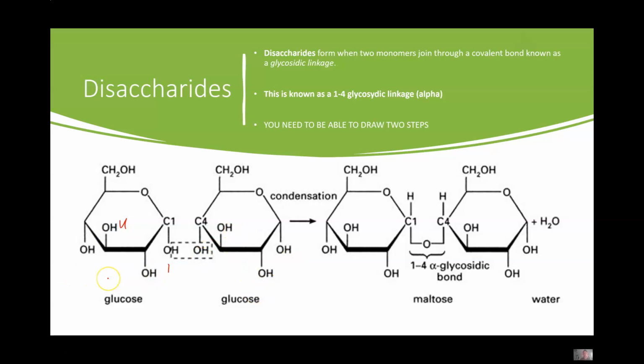And this glycosidic bond, again, you're going to have to know how to draw this, happens when water is removed, and it is an alpha bond when it's 1,4. Our body can digest this. So we can digest it. We're going to find out that we can't digest what we call a beta glycosidic linkage. This is an alpha one.